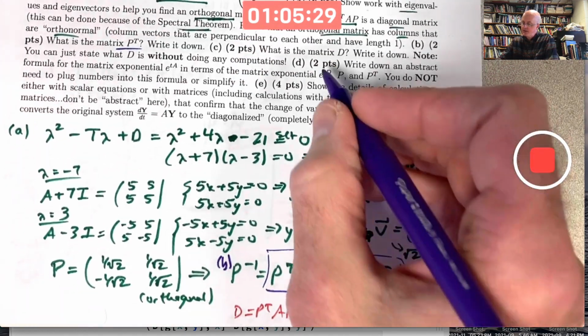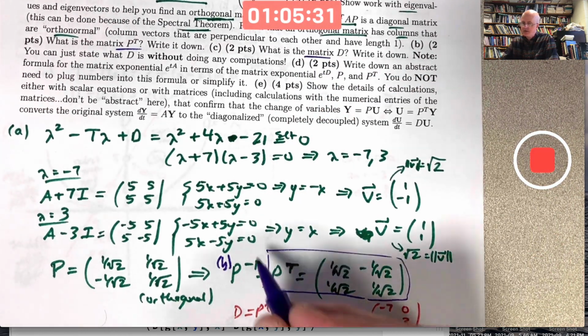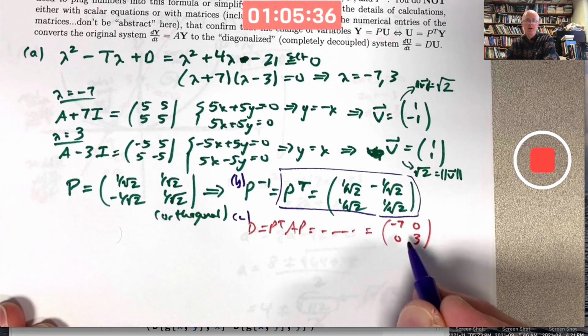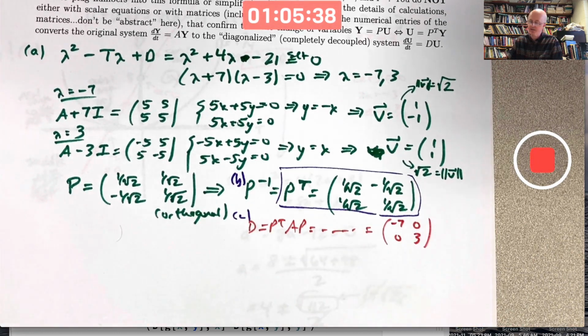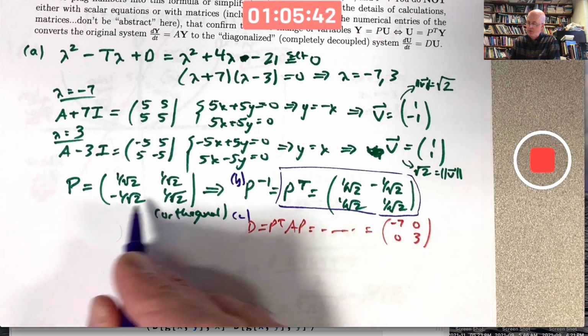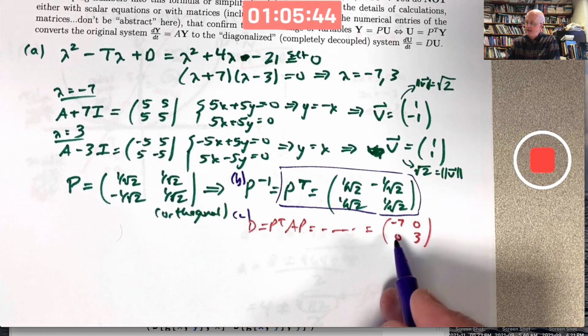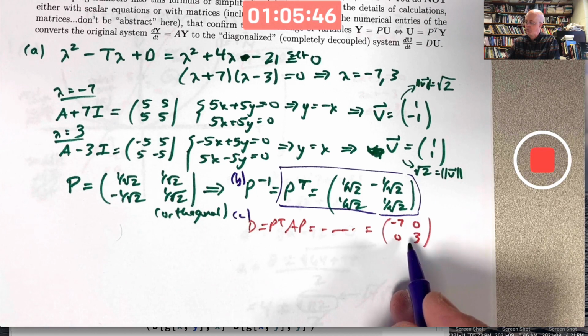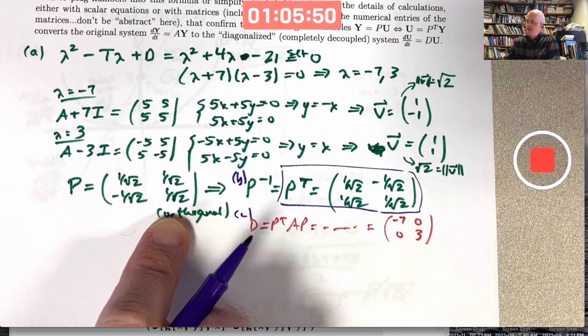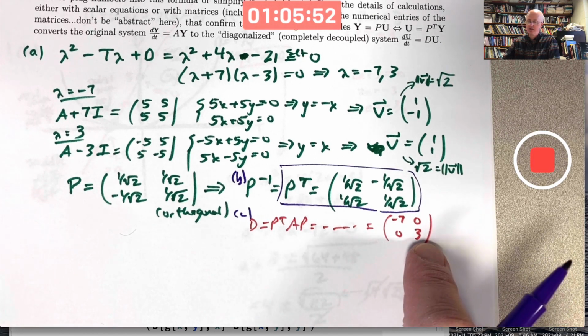And part C, what is the matrix D? You can just state D without doing any computations. It is this matrix. You just got to know the numbers in the main diagonal are going to be the eigenvalues in the same order that came with the eigenvectors. If this is the ordering for your eigenvectors, then you got to get the same corresponding ordering for the eigenvalues. If you switch these two columns around, then you'd actually have a 3 there and a -7 down there.